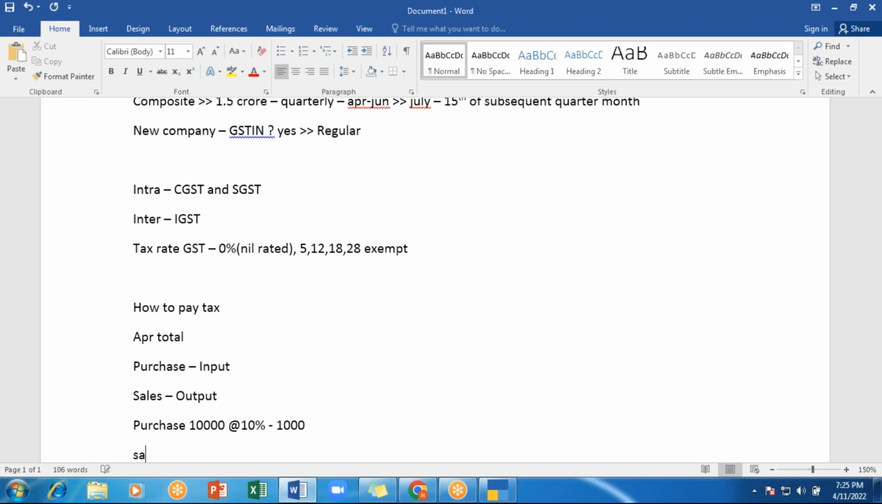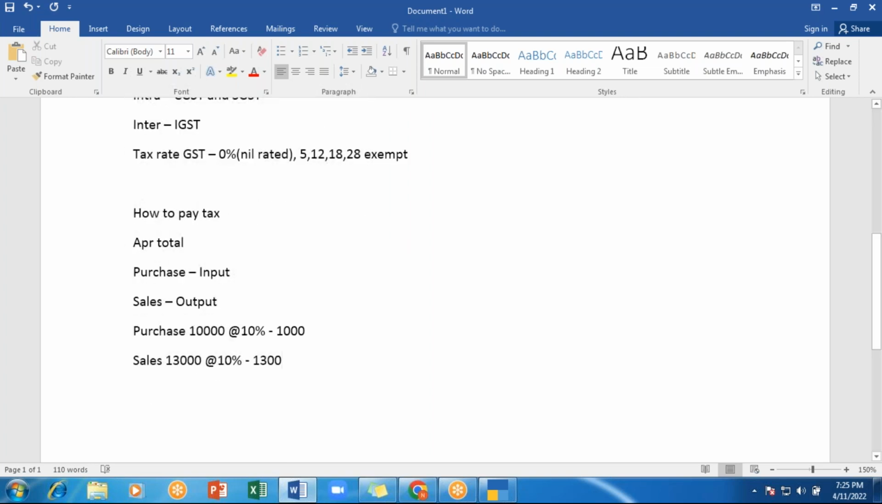At the same time, in the same month, my total sales was 13,000, made at the rate of 10%. Now, the tax I have collected here is 1,300. Now, what is the tax that I have to pay? The tax to be paid will be considered as output tax minus input tax.